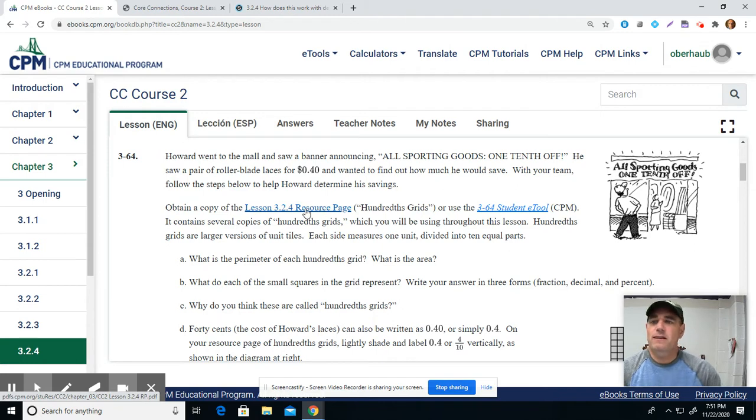So you're going to need to click on this online so that it comes up for you. It contains several copies of 100th grids, which you use throughout this lesson. 100th grids are larger versions of unit tiles. Each side measures 1 unit, divided into 10 equal pieces. All right. So the first question is, A, what is the perimeter of each 100th grid?